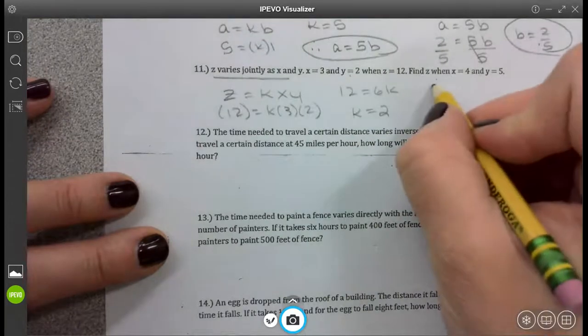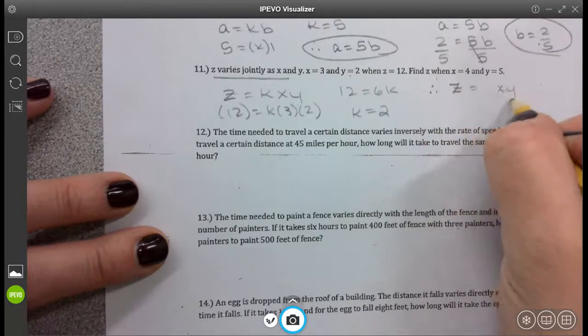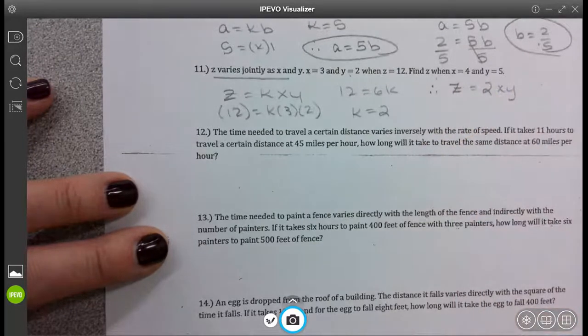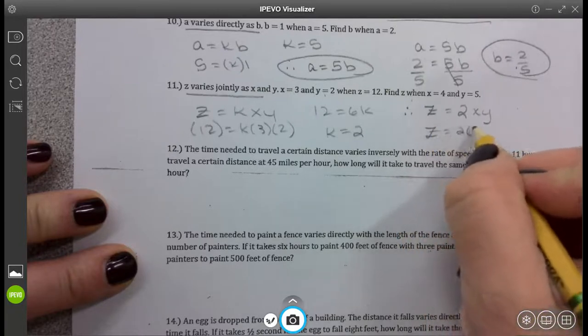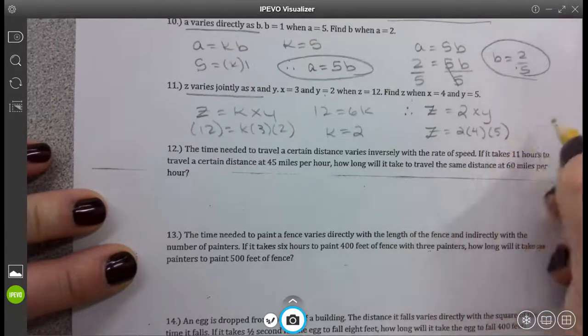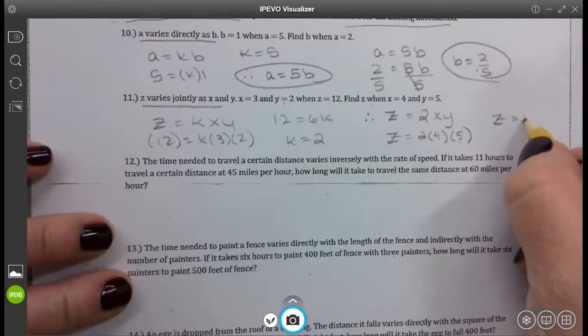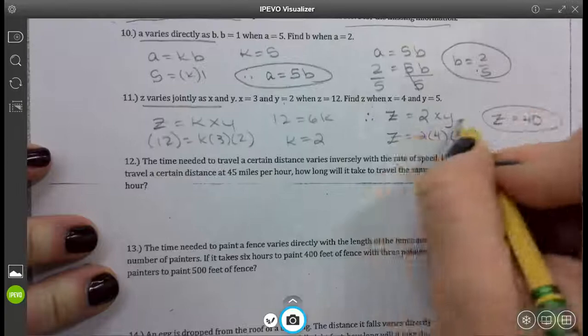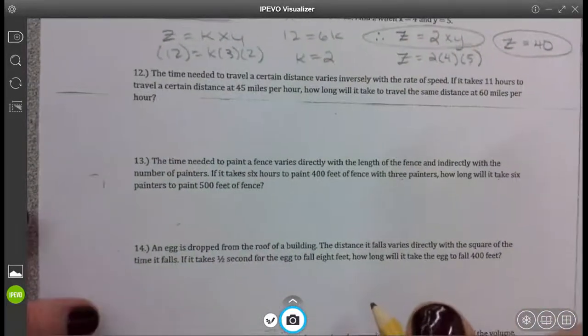If K equals 2, then no matter what Z, X, and Y are, K will always be 2. So using that, I want to find Z when X is 4 and Y is 5. 20 times 2, Z is going to be 40. So the equation and the piece of missing information.